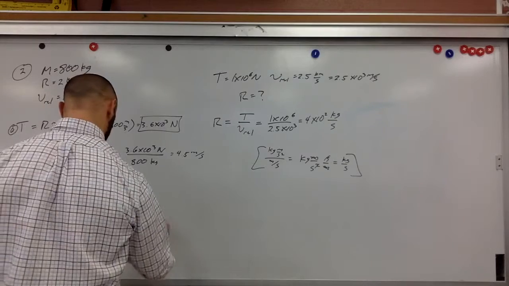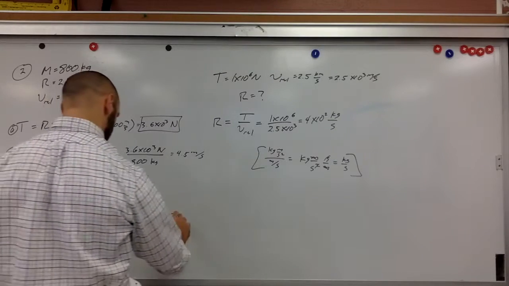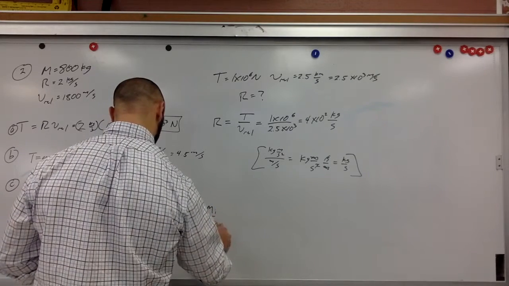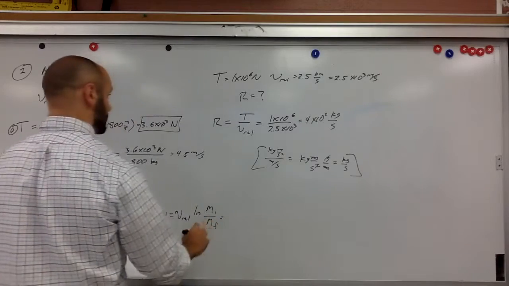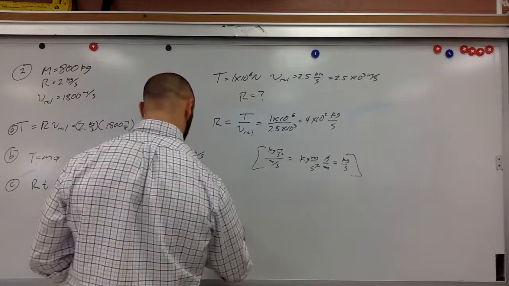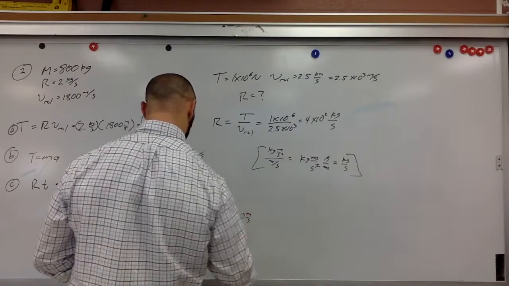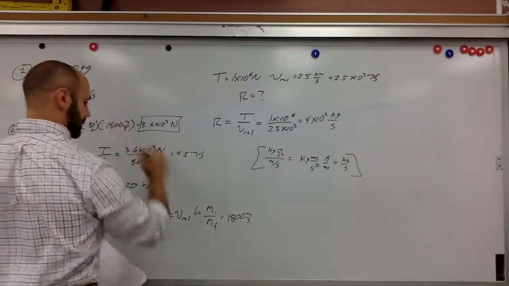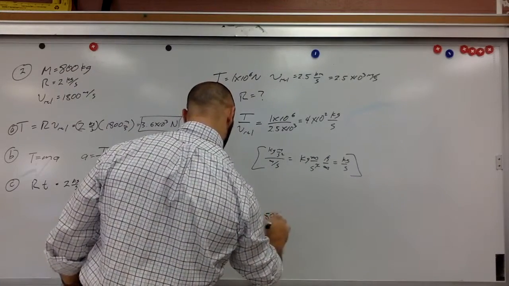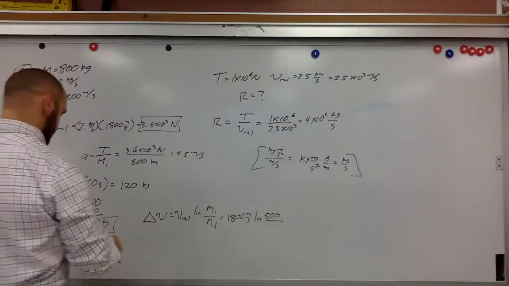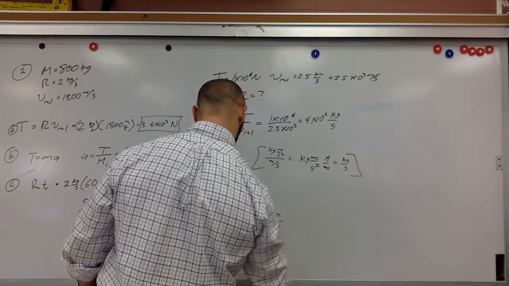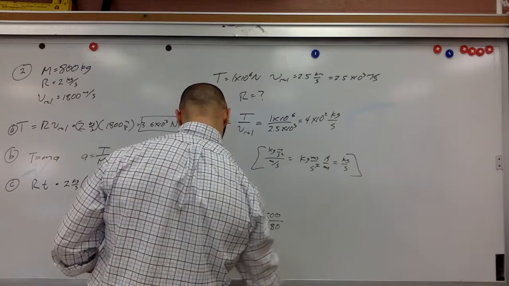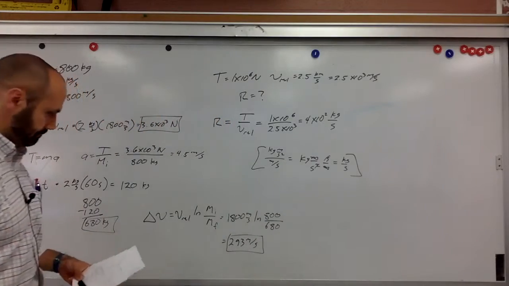And then part D, we want to know the change in velocity. So now we're using this natural log equation. So delta V equals V rel natural log mi over mf. V rel we said was, different problem over here, 1800 meters per second. And then the initial mass is what we had before, 800 kilograms. And then we're ending with 680 kilograms. Calculate that, you get about 293 meters per second. Okay.